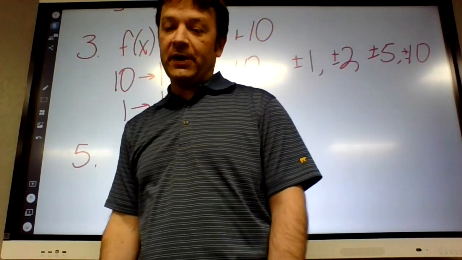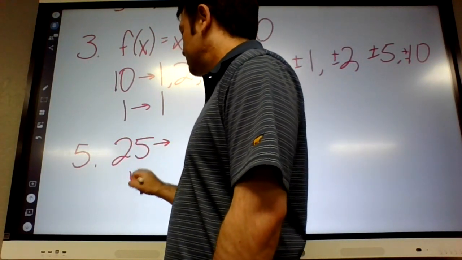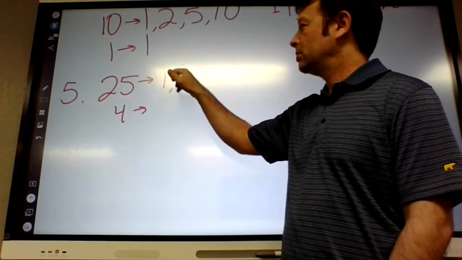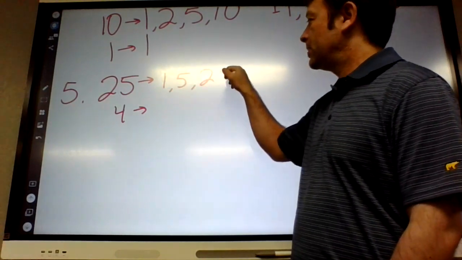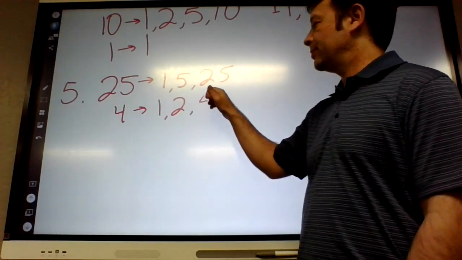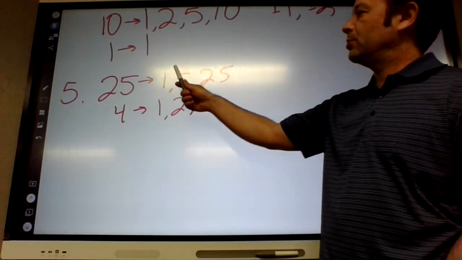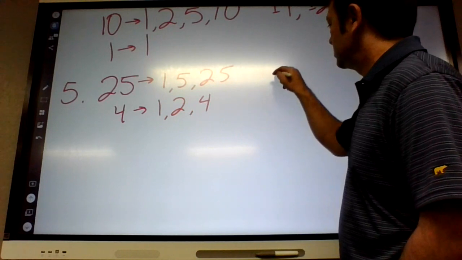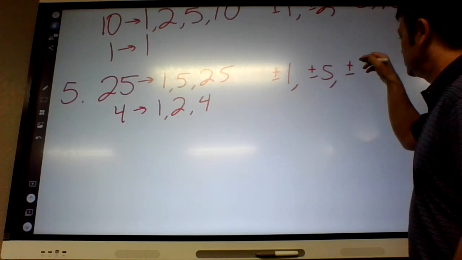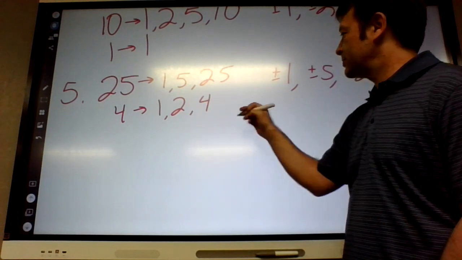Number 5, factors of 25 over factors of 4. What goes into 25? 1 times 25, 5 times 5, and into 4, 1 times 4, and 2 times 2. So it's 1 over 1, 5 over 1, 25 over 1. And it's 1 over 2, 5 over 2, 25 over 2.